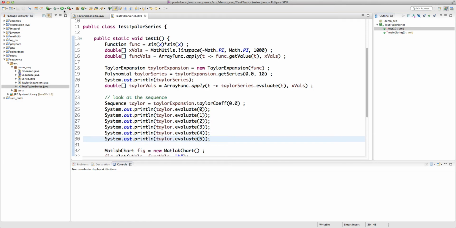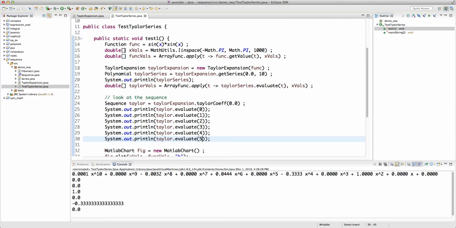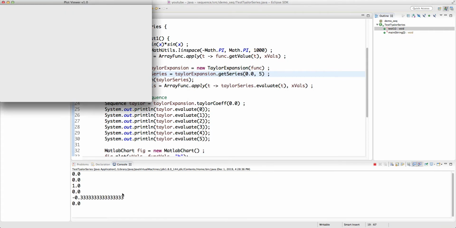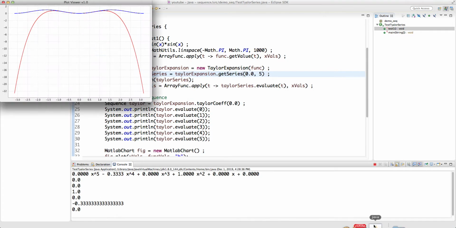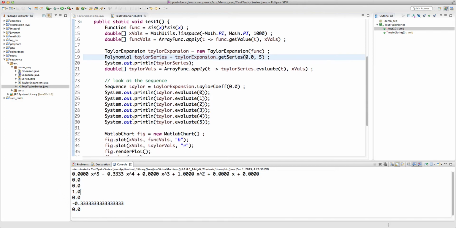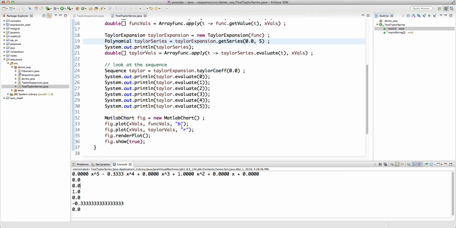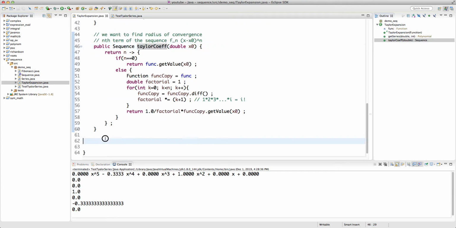Alright, so let's run this. Also let's make the Taylor expansion 5. So this is the plot. The 0th term is 0, and then 1, and then 0, and then minus 0.333, correct, and then 0. So now we have a sequence that represents the Taylor coefficients. All right, and now what we want to do is find the radius of convergence.